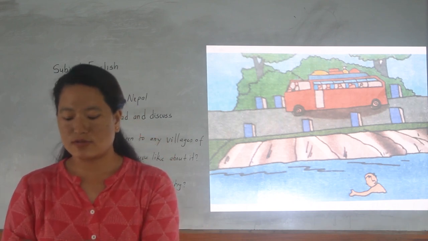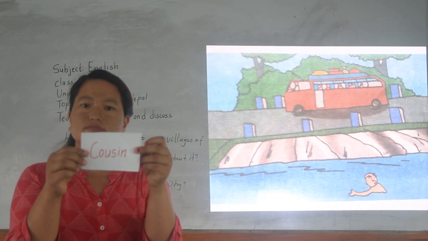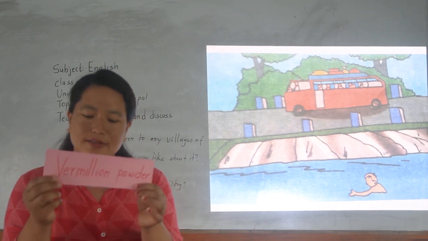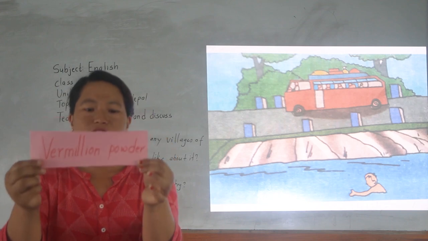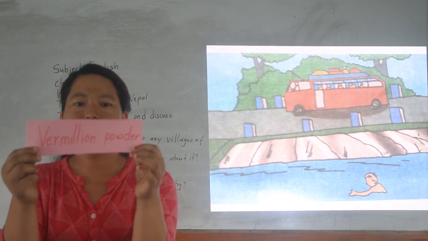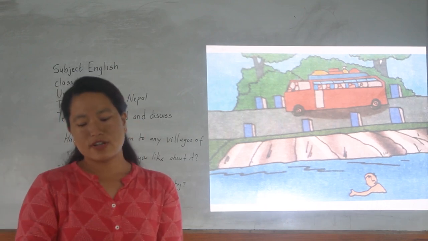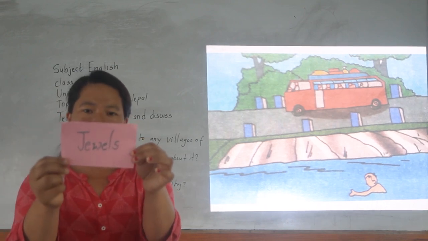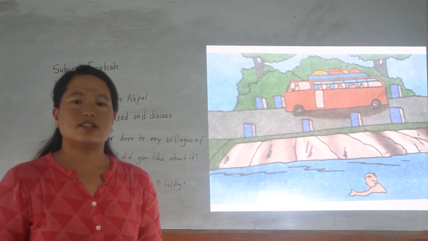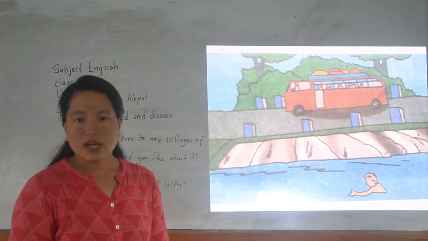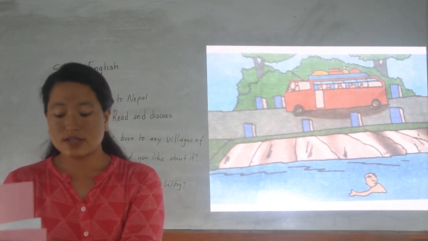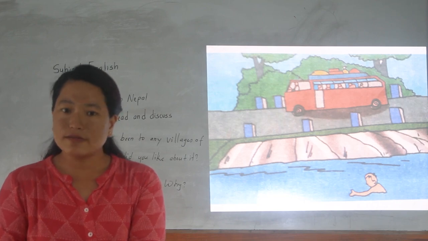I will give you time also. Cousin. It's a cousin. Bigger one, longer one. Vermilion powder. Say with me, vermilion powder. The last one is twelfth. Okay, students, these are the new words that I told you to pronounce. Yes, you have to repeat it by yourself.